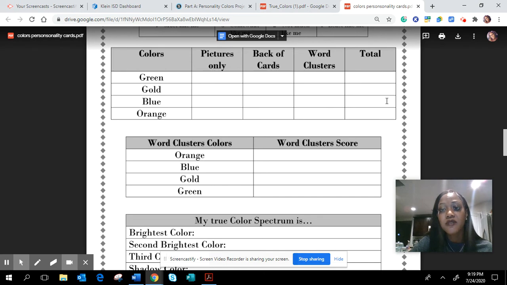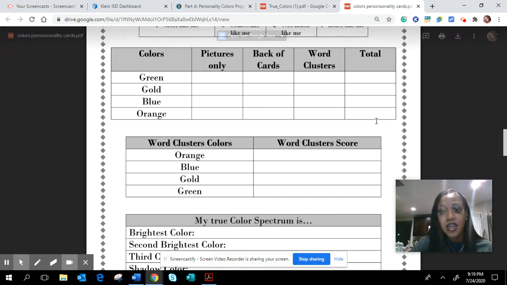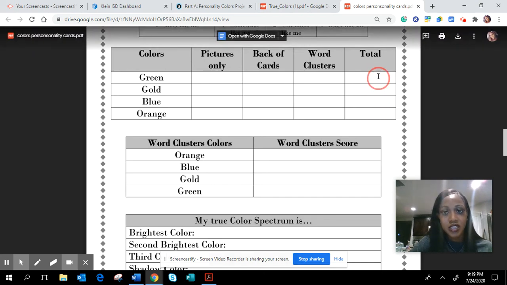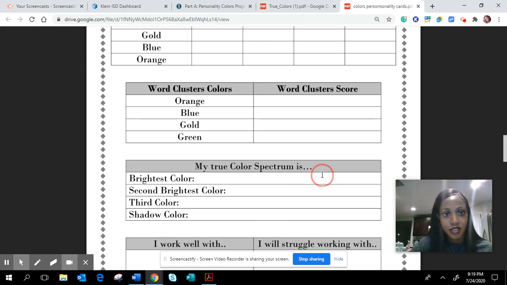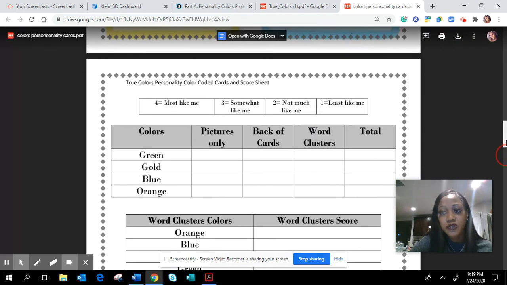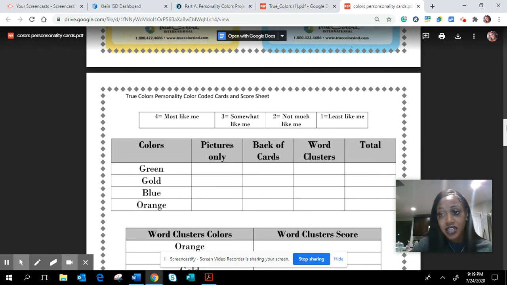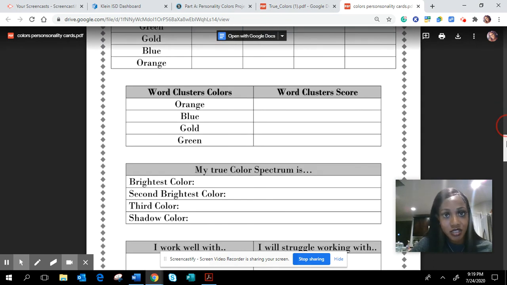So then you're going to have a total here. Now, whichever one of these ends up being your highest number, that is going to be your brightest color. And whichever one is your second highest, then that's going to be your second brightest color.